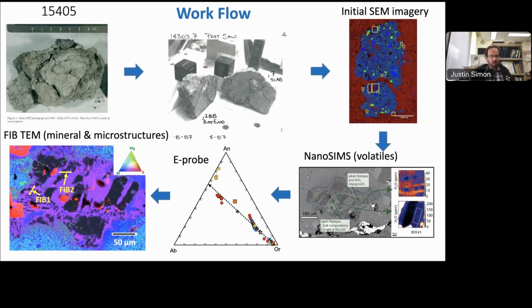I'm not showing the chronology in here. That's a separate line where we basically split the sample into various aliquots. But that's the general bit. And we order it in this way because we don't want to affect the volatile measurements. And we know that the other, especially the electron probe work, could at least locally affect them.